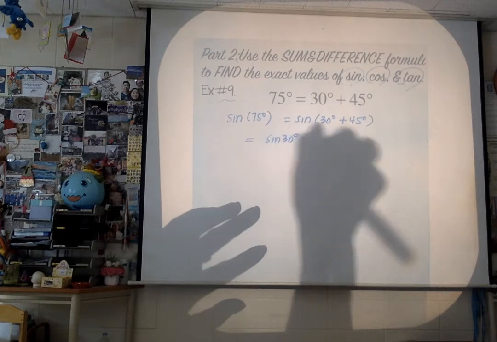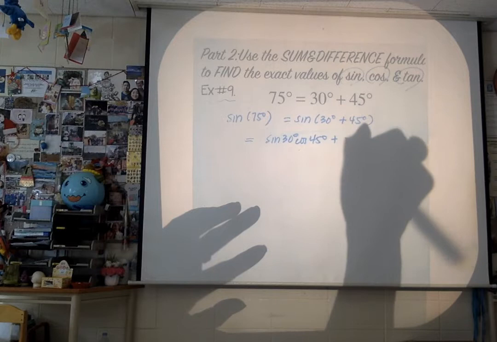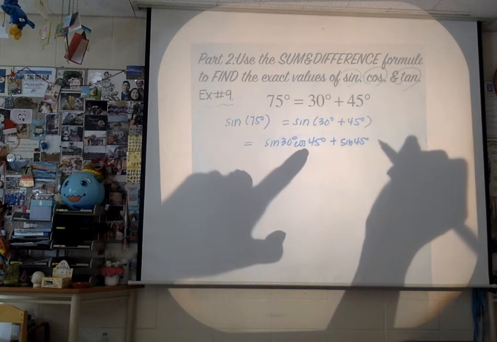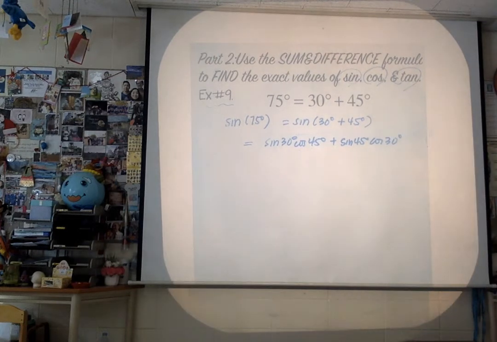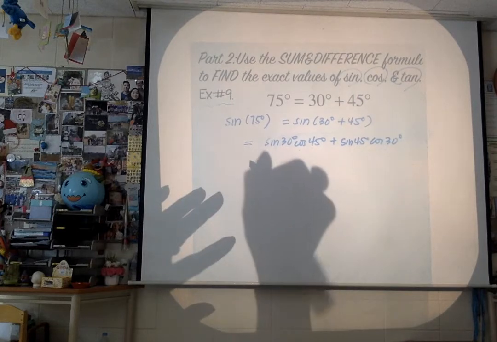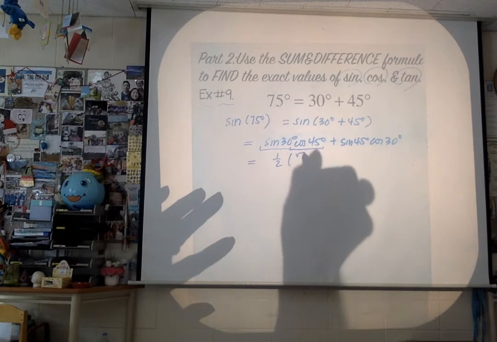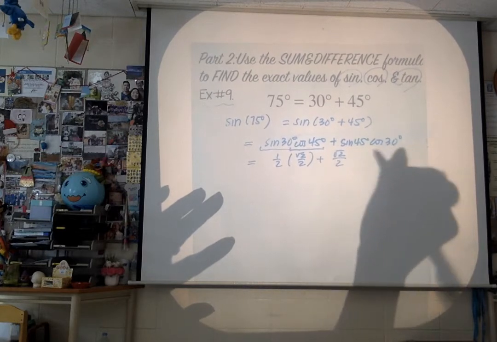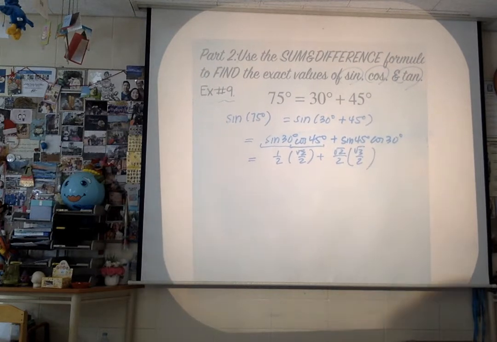Sine of 30 degrees, cosine of 45 degrees, plus sine of 45 degrees, cosine of 30 degrees. We're taking the sine and cosine of each and adding it together. And then what do we get? Sine of 30 is half. What's cosine of 45? Root 2 over 2. Plus root 2 over 2, and then cosine of 30 degrees is root 3 over 2. These are all things that we know.